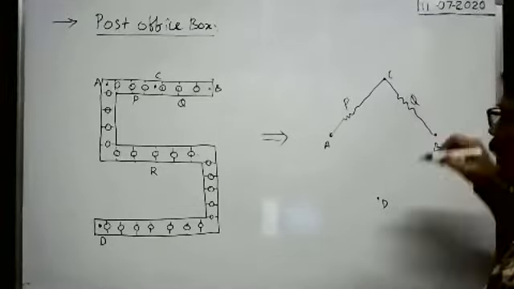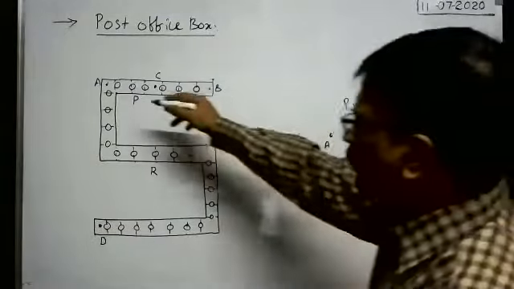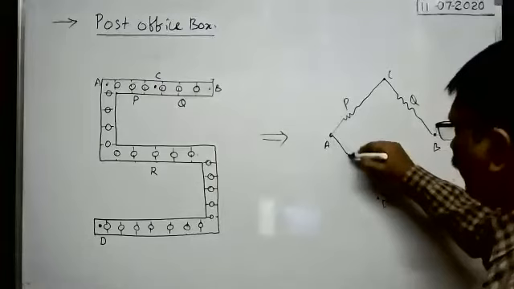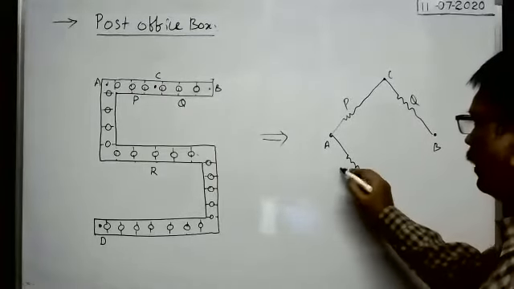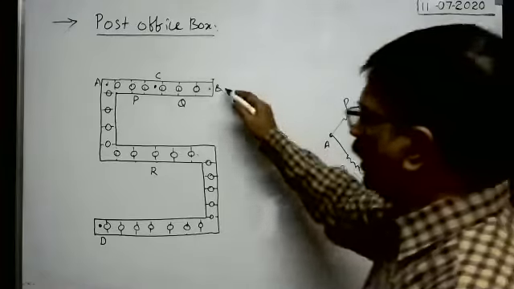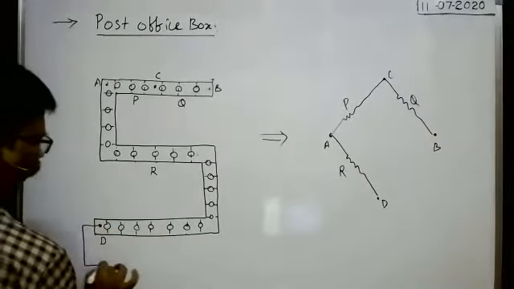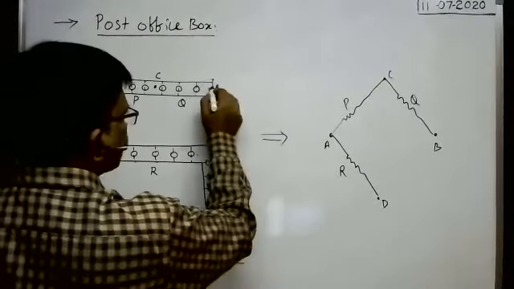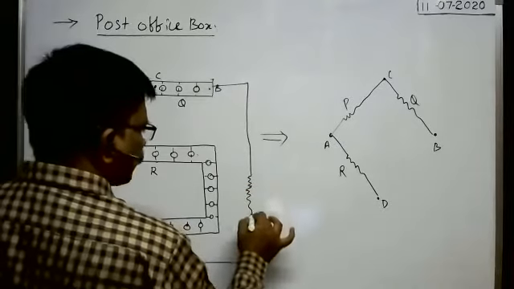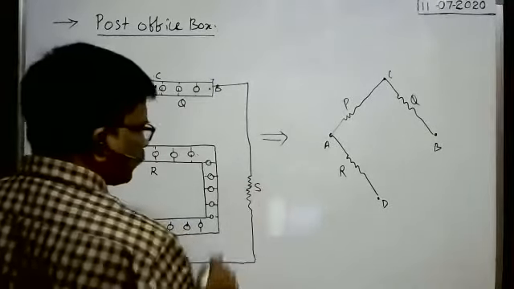Between A and D, one more resistance is there. Whatever the resistance offered by these slots, that is R. Between B and D, some unknown resistance is connected here. That is S.